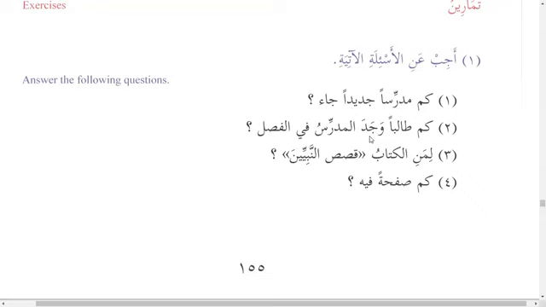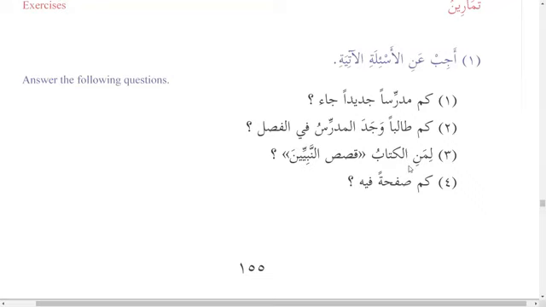Wajada fihi 25 طالبا. Wajada, he found. So the teacher here, "he found", the subject is also inbuilt there. So wajada is the verb and also the subject, and then 25 طالبا will be مفعول به. So wajada is fi'l plus fa'il, and 25 طالبا is مفعول به. So وجد فيه 25 طالبا. He found 25 students in the classroom.